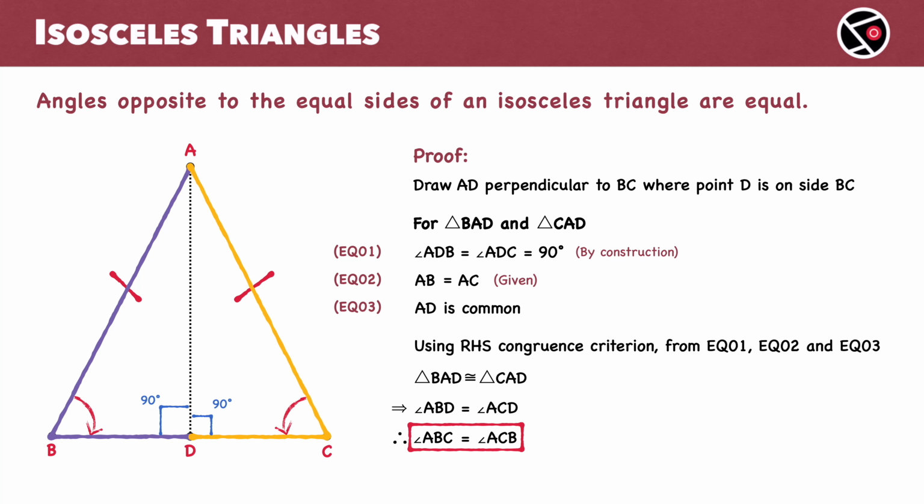And with that, we have proven that the angles opposite to the equal sides of an isosceles triangle are equal.